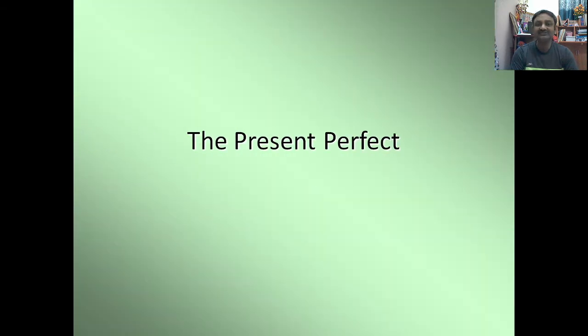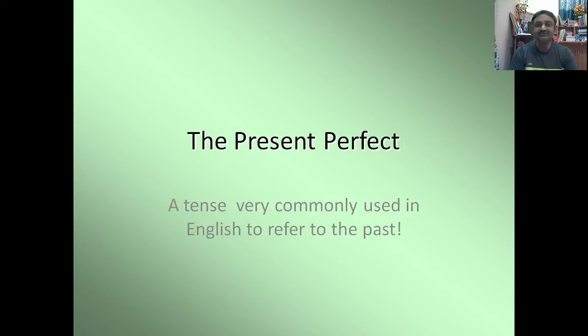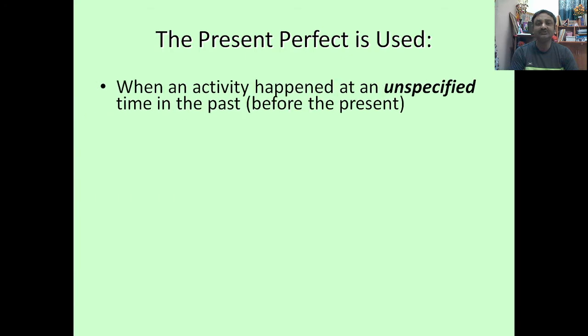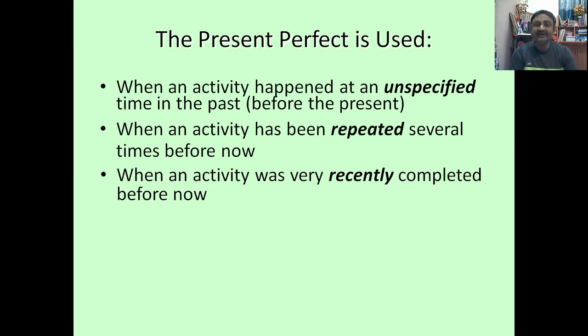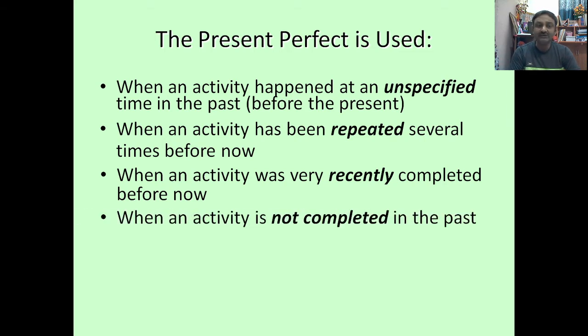Now, next, the present perfect, a tense which is very commonly used in English to refer to the past, as we all know it. The present perfect is used when an activity happened at an unspecified time in the past, that means before the present, when an activity has been repeated several times before now, and when an activity was very recently completed before now. So three categories: unspecified, repeated, and recently. And fourth one, when an activity is not completed in the past.